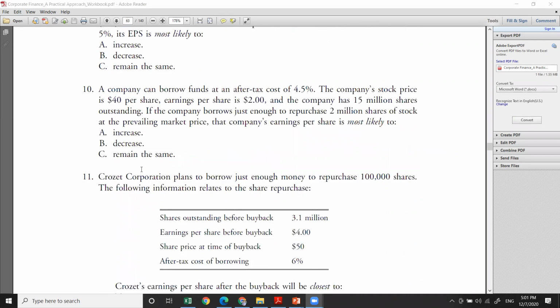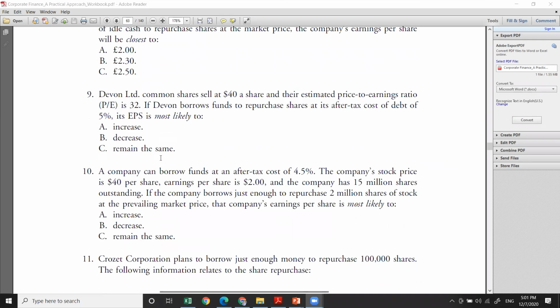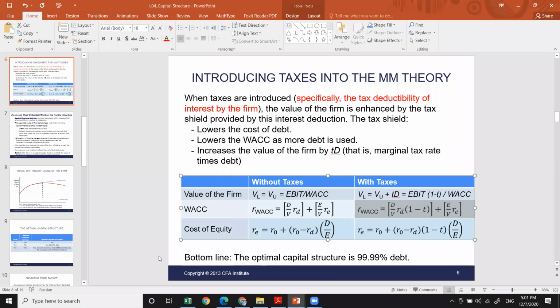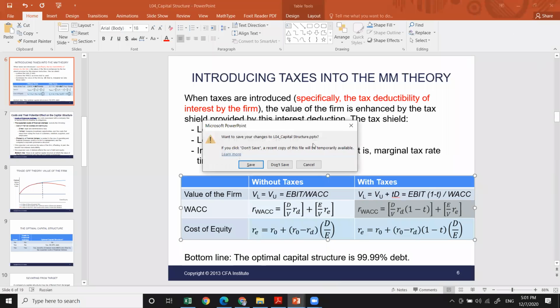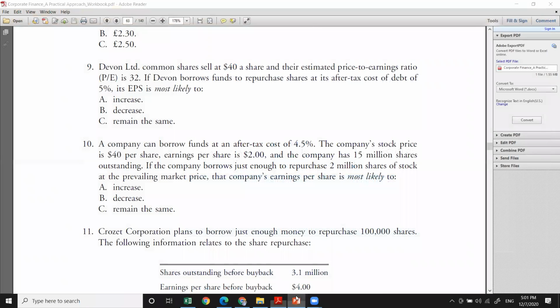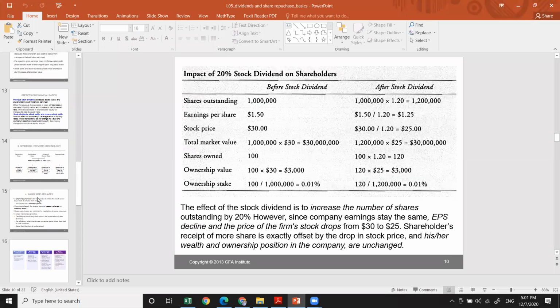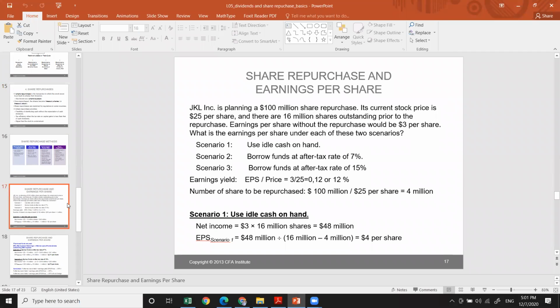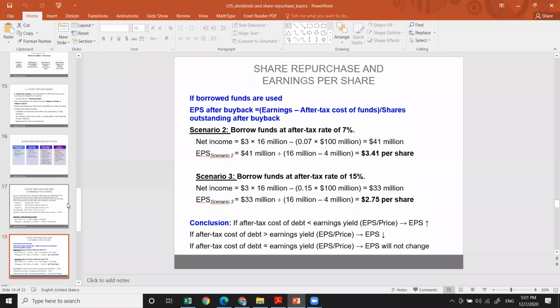Question 9, 10, I'm leaving to you. Why? Because it's given in the slides directly. You need to just compare. It's all about the slides. These rules, okay, you should know.